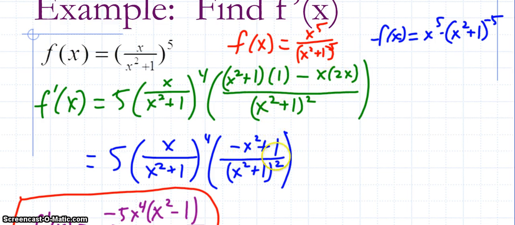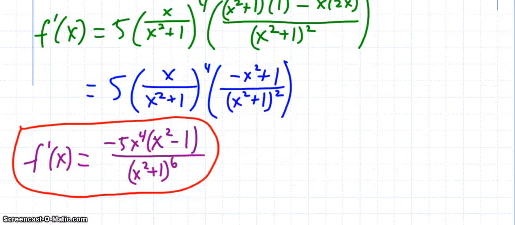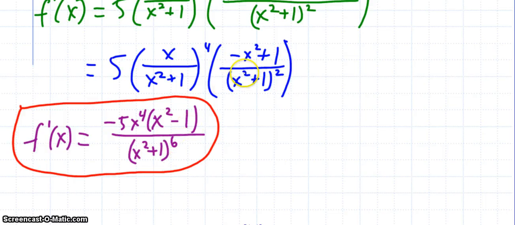Combine like terms in the numerator here. Notice that I have an x squared plus 1 to the 4th and an x squared plus 1 squared, so I can combine those into the 6th. And then just write this as, I brought the negative out from this term, so that's how the negative came here, and that became x squared minus 1. You could factor this if you were trying to get it to factored form. That would be acceptable.